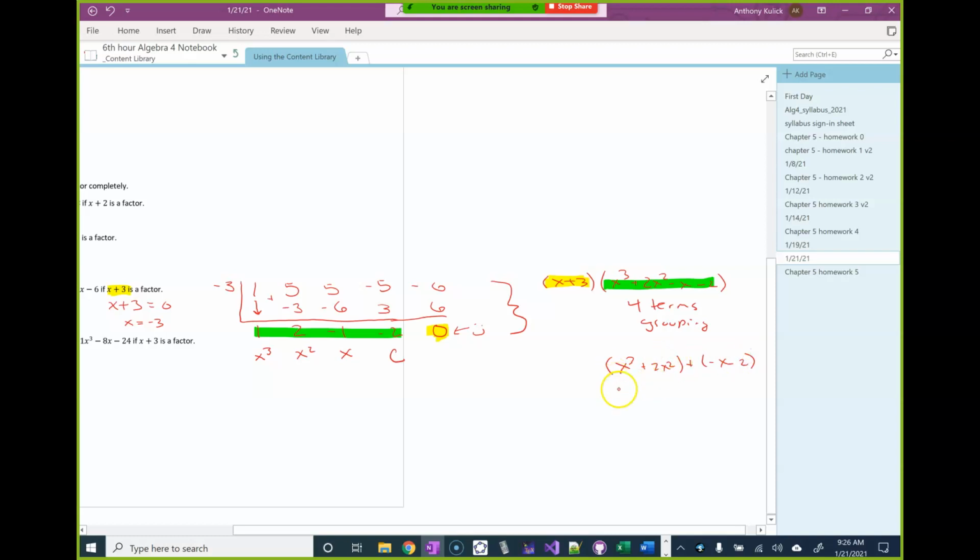So from the first group, I can take out x squared. From the second group, I can take out a negative 1. And that leaves me with x plus 2 times x squared minus 1.